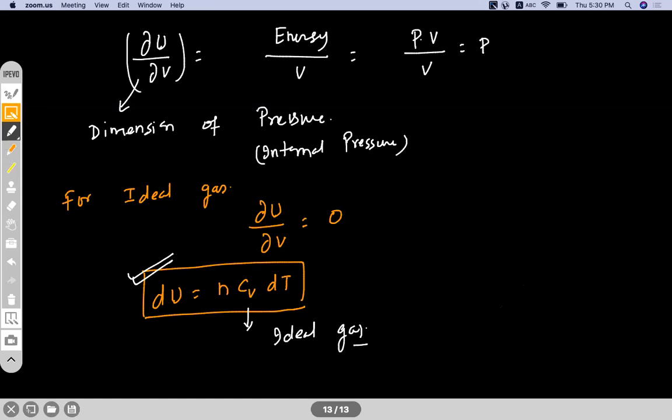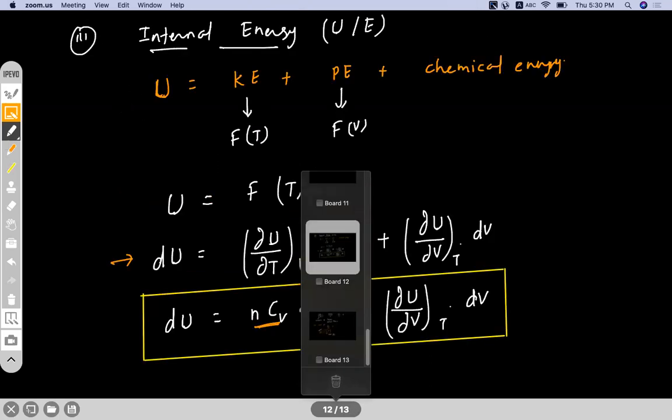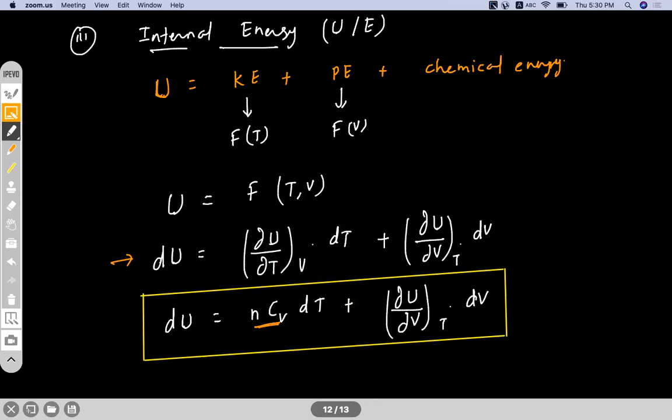Correct? So this formula is true for an ideal gas. Could you tell me, do we have any conditions under which this relation is true for a real gas? No, wait, you're going somewhere else. You have applied the condition of ideal gas. Ideally, a real gas at high pressure and low temperature, or low pressure and high temperature, becomes an ideal gas only. So the same condition applies for real gas also.